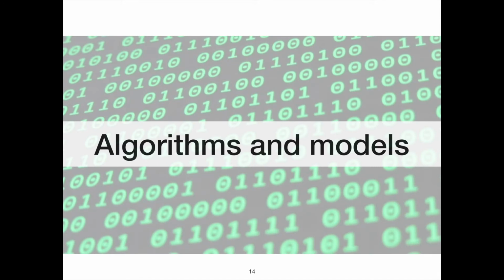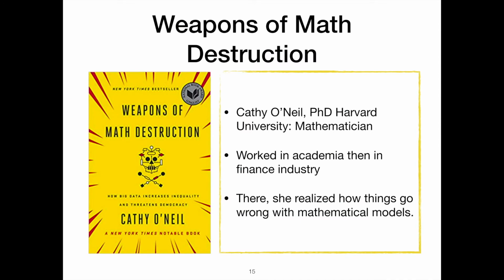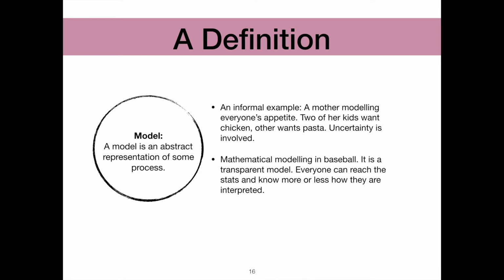Now let's have a look at algorithms and models. I will give you some examples from this book, Weapons of Math Destruction by Cathy O'Neil. She worked as an academic and then in the finance industry, where she saw the financial system crashing down, and there she realized how math is entangled with the world's problems. So here's another definition. A model is an abstract representation of some process.